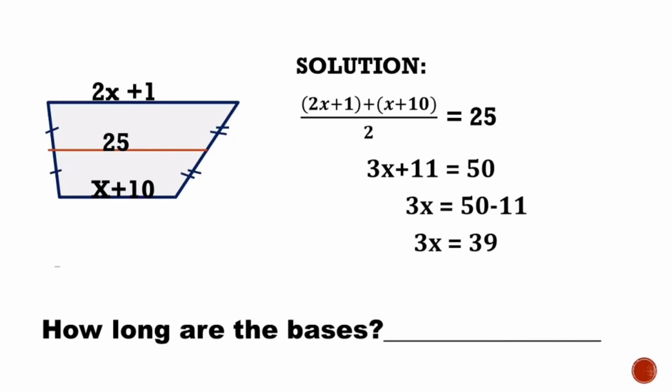3x equals 39, dividing both by 3, therefore x is 13. Take note that 13 is just the value of x. You're asked to find the lengths of the bases.